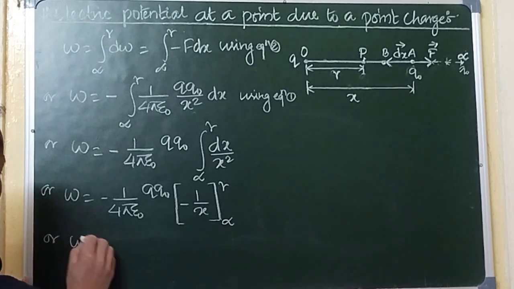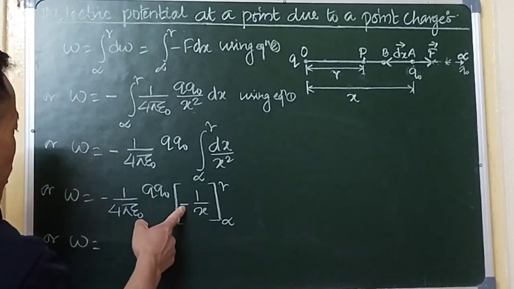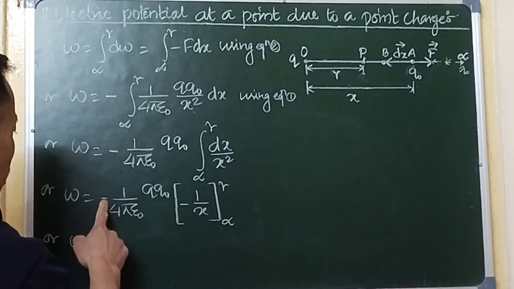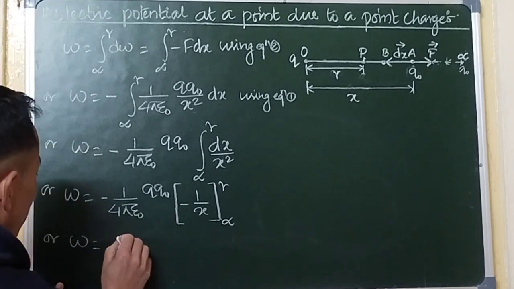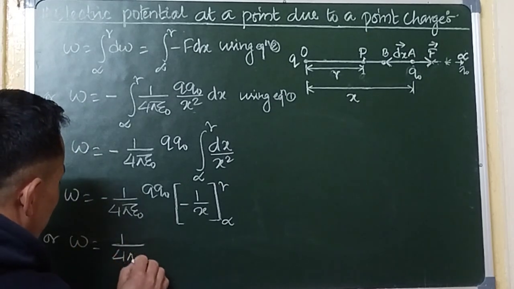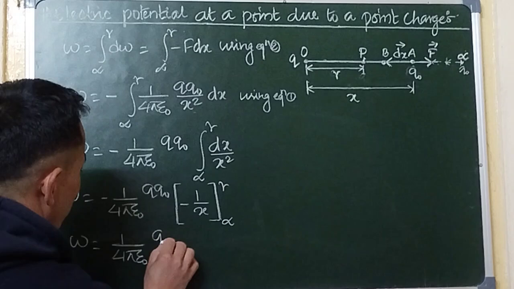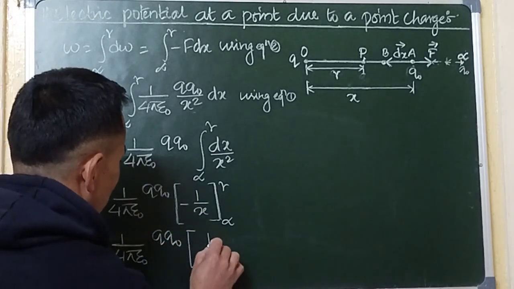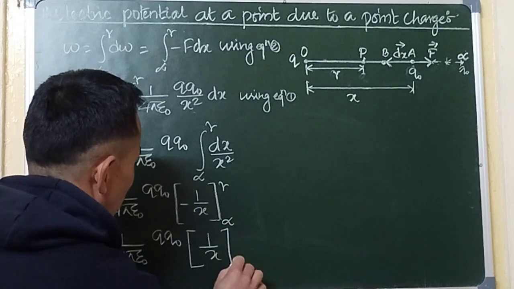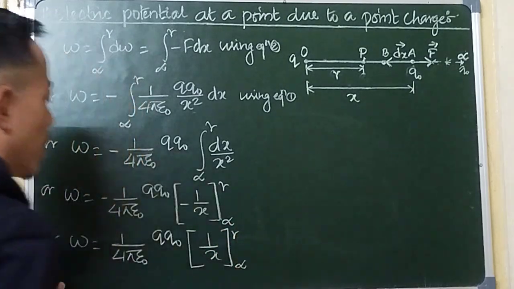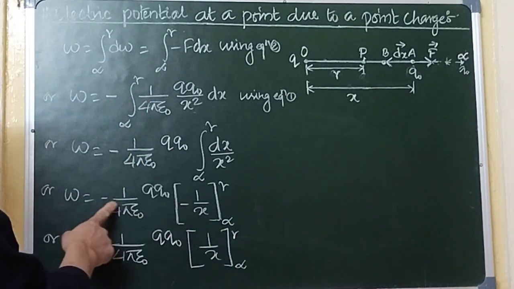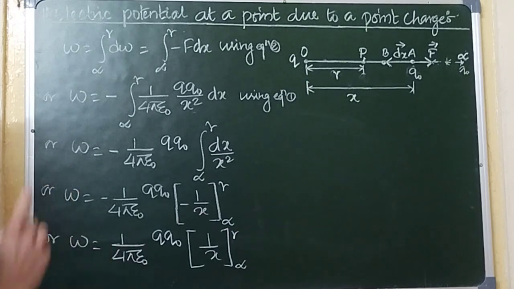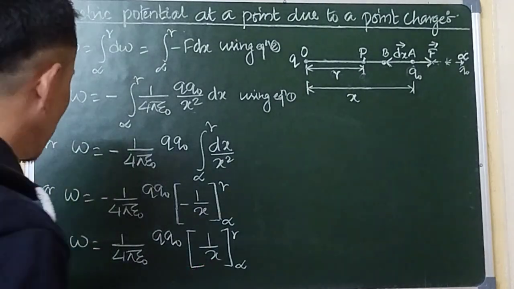Next what we are going to do is replace the limit here. Before we do that, this minus and this minus, if you multiply minus and minus, this becomes plus. So let's do that first. So minus minus becomes plus, and our expression becomes 1 by 4 pi epsilon naught q naught into 1 by x, and this is from infinity to r. So this minus has been multiplied with this minus and it becomes plus.